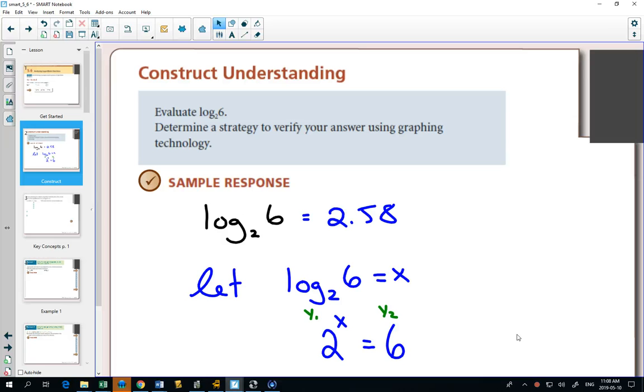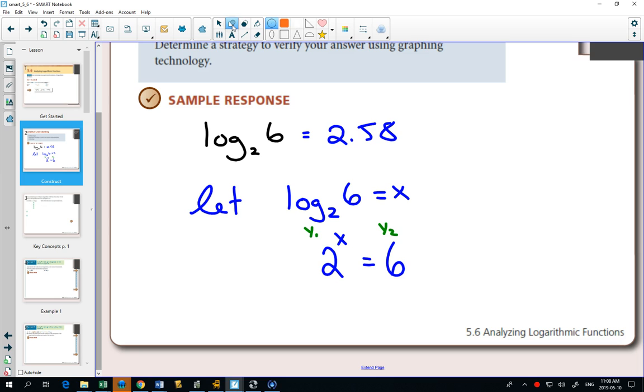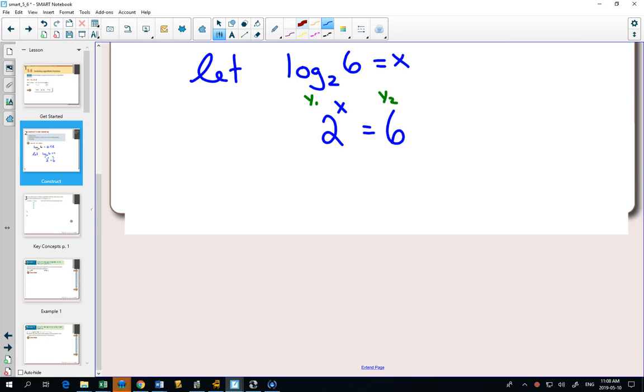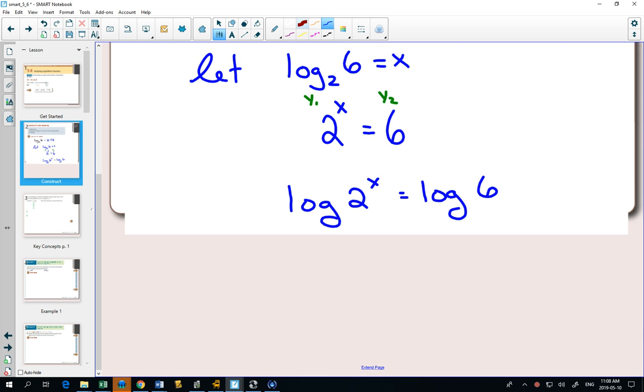In 5.7 we do this a lot, and it's solving equations with logarithms. So if I have 2 to the x equals 6, you know with equations that what you do to one side of the equation, you do to the other side. And we're going to learn that if I have an equation with an exponent, if I take the log of one side of my equation, I can take the log of the other side, and they would still be equal. Does that seem true? That if 2 to the x is equal to 6, then log of 2 to the x would be equal to log of 6.